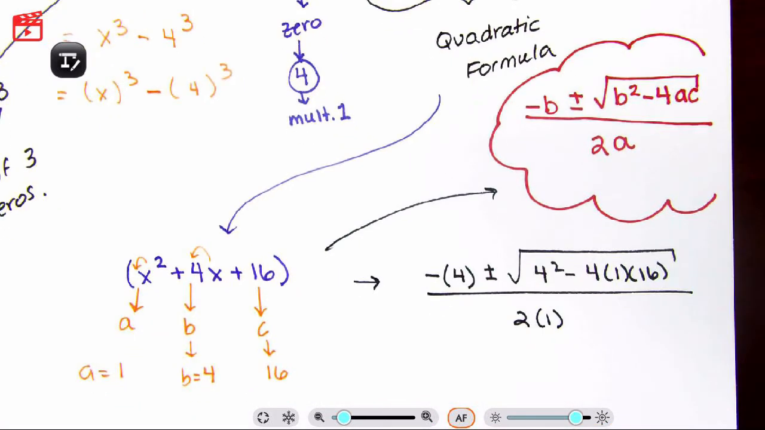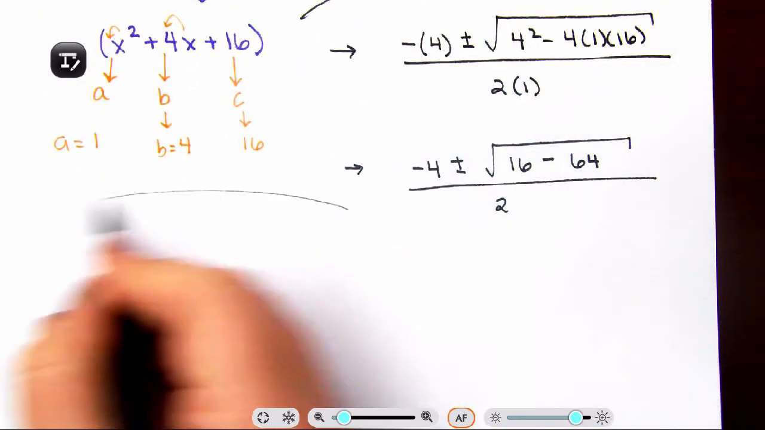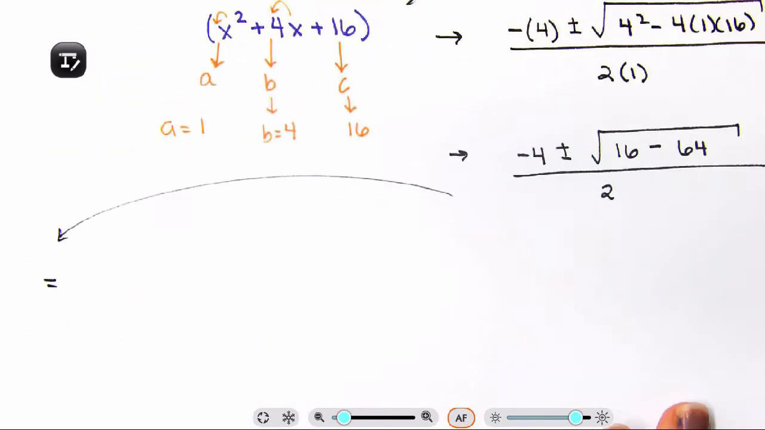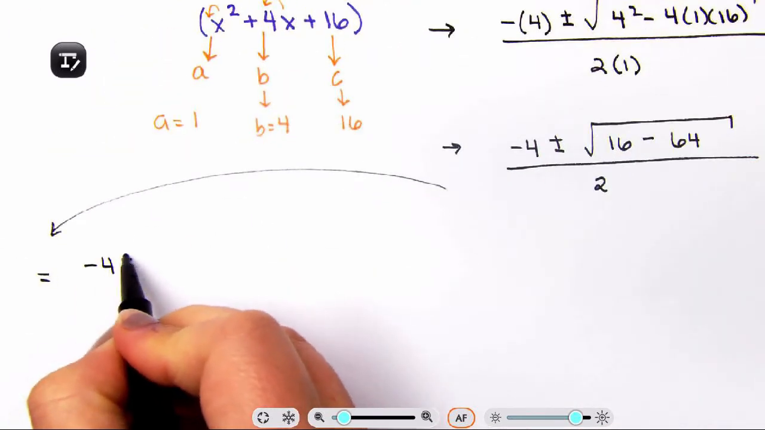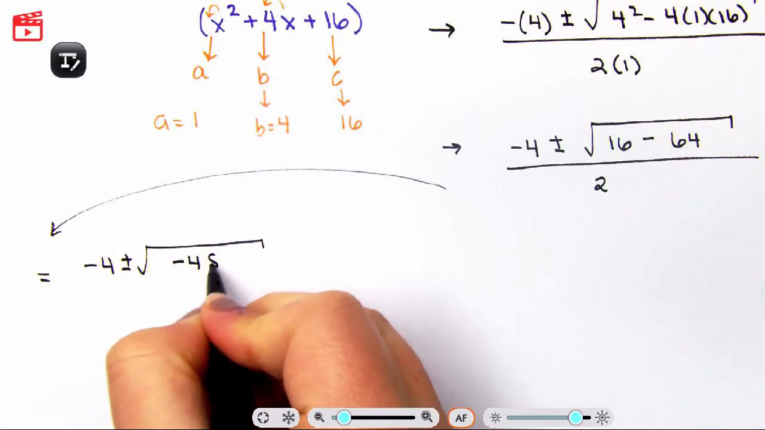Calculator time. I have negative 4 plus or minus 16 minus 16. 4 times 16, that is 64. All divided by 2 times 1, which is just 2. So then I'm going to bring this out here just to save a little bit of space. I have negative 4 plus or minus square root of 16 minus 64. That's negative 48 divided by 2.